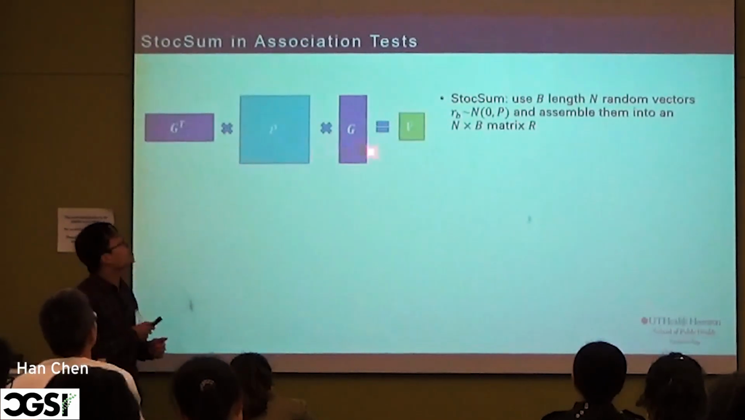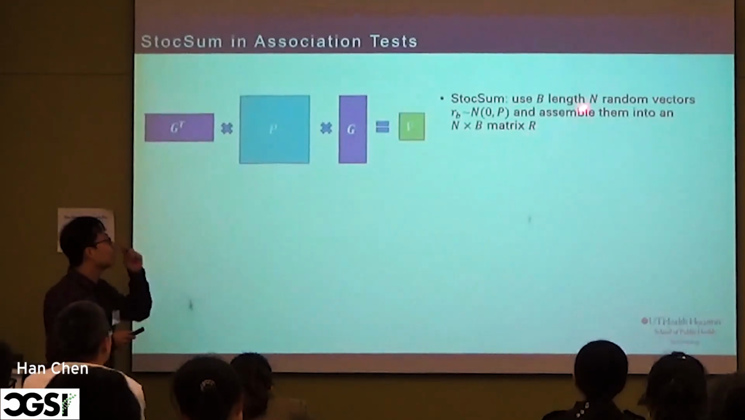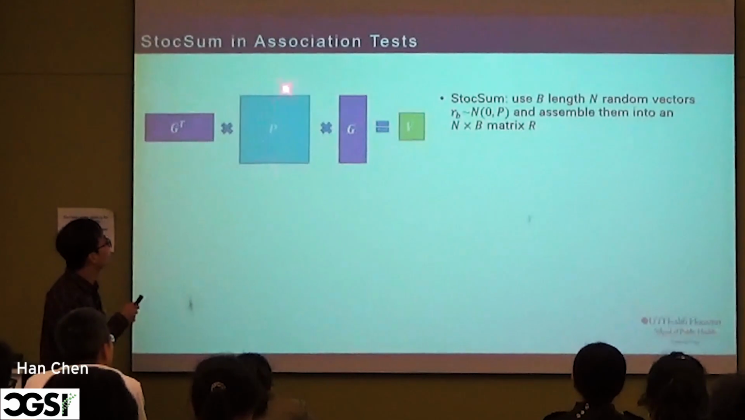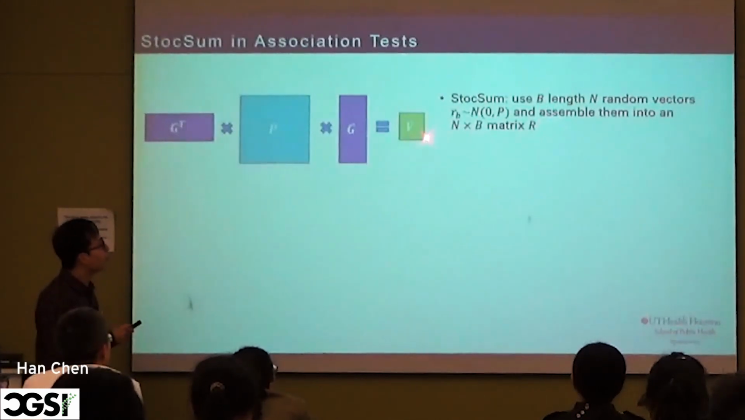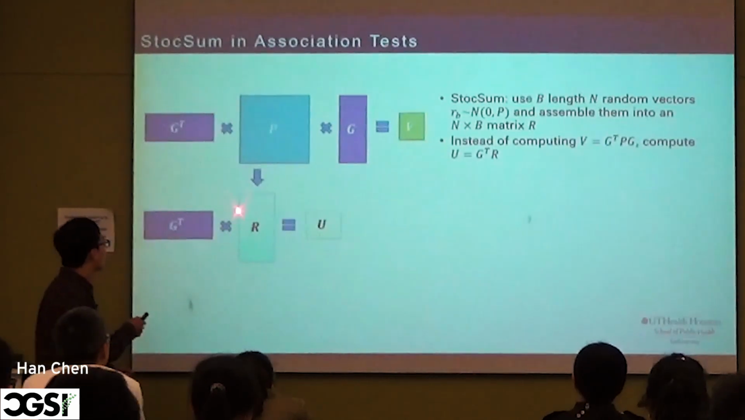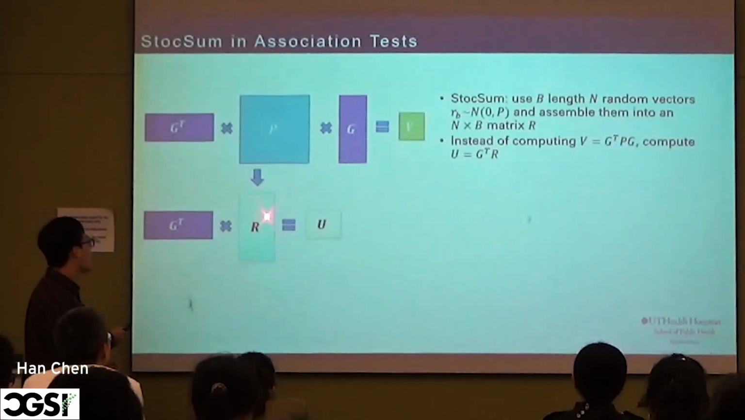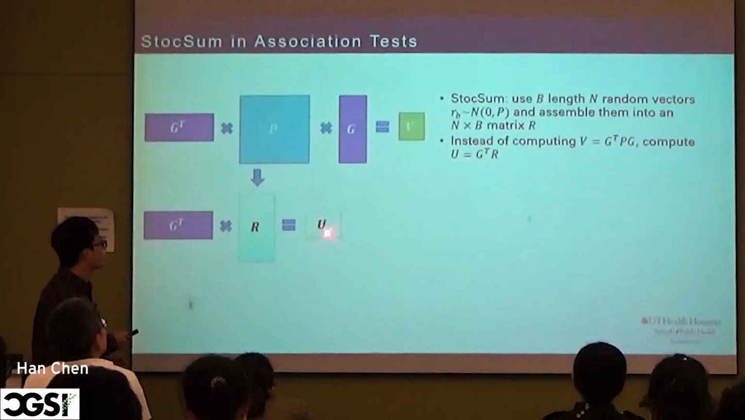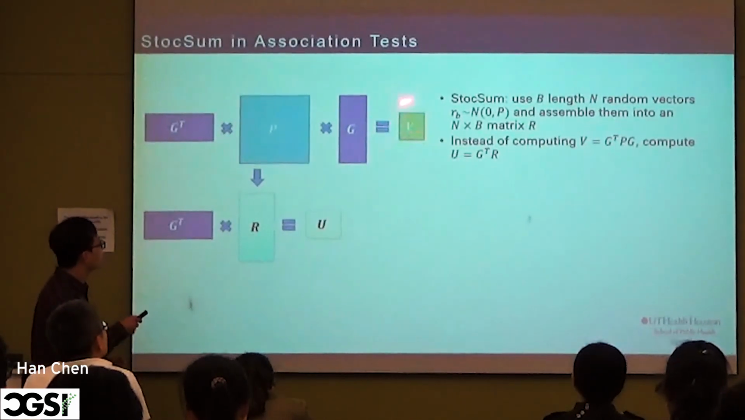Instead of computing this quantity directly, we want to use B random vectors. We simulate R_b from this multivariate normal distribution with a covariance matrix equal to this projection matrix, and then we assemble them into an n by B matrix R. So this is what I have. Once I have this R matrix, all I need is to do a cross product of these two matrices. We get a stochastic summary statistics matrix U instead of computing this V matrix.